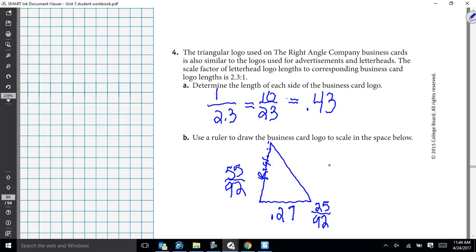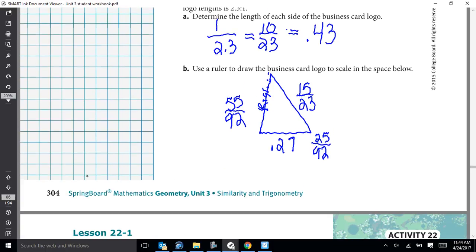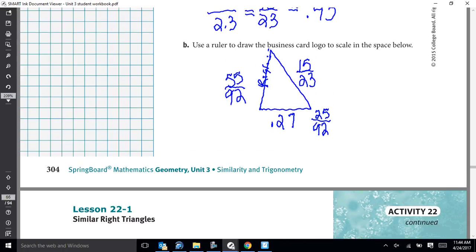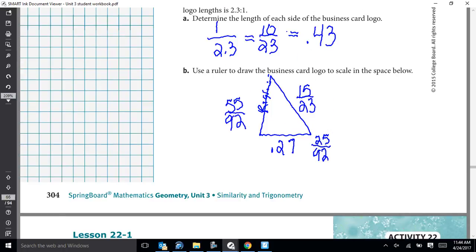And then what is our hypotenuse? It was 1.5, correct? So 15/23. All right, questions on where those numbers came from? Okay.